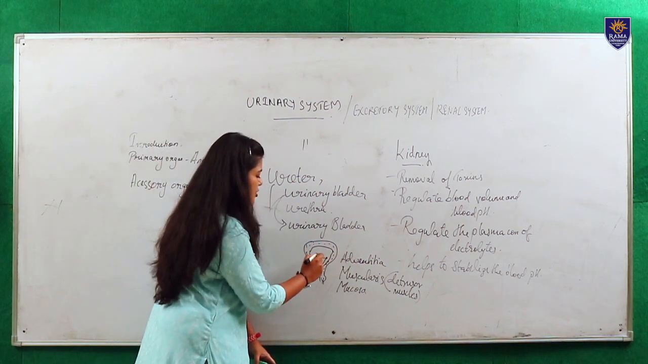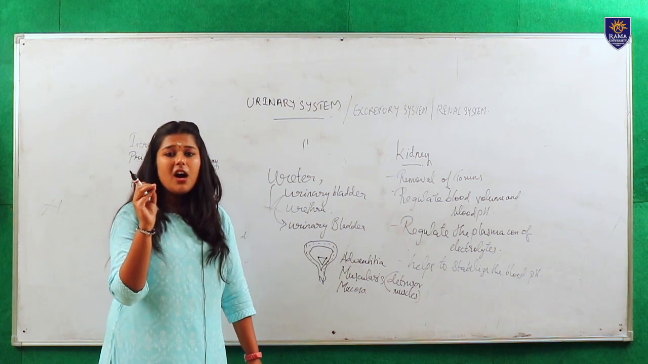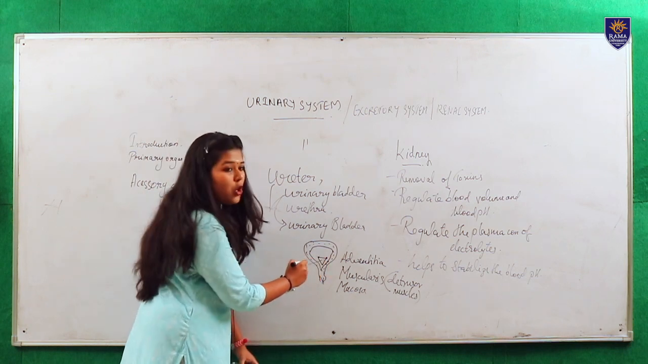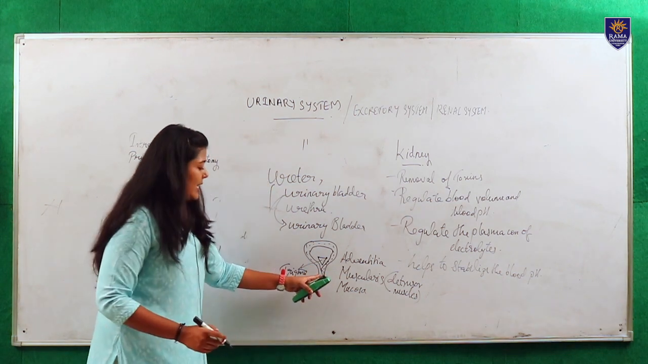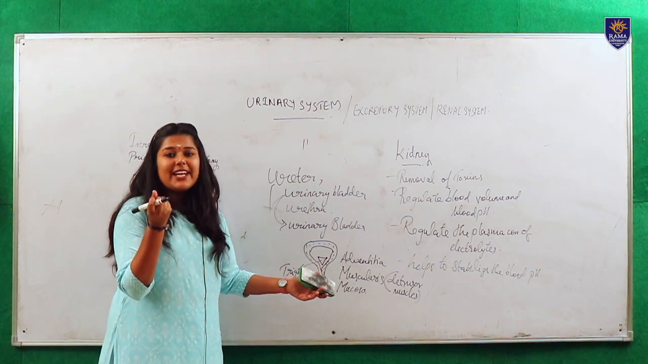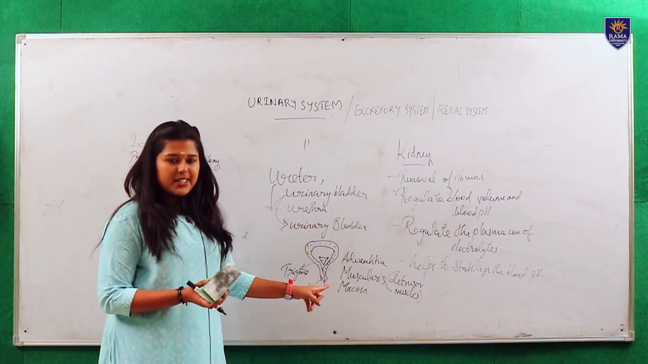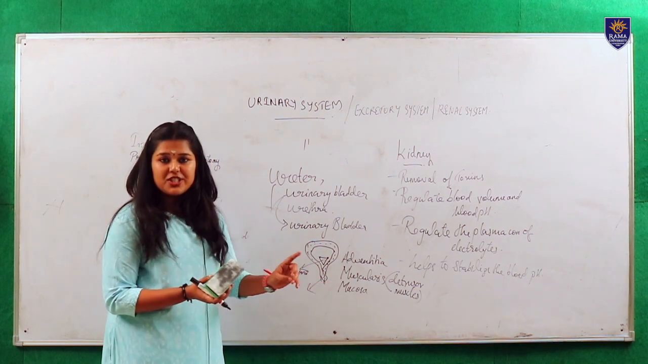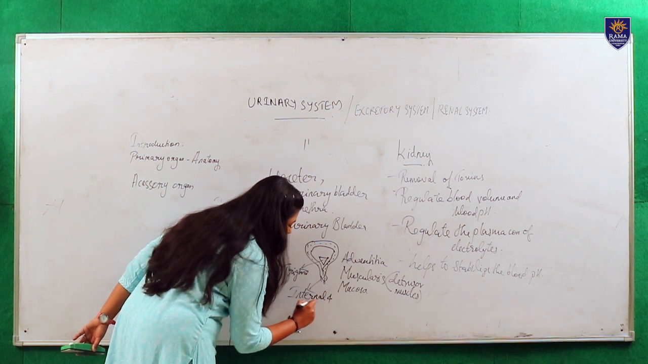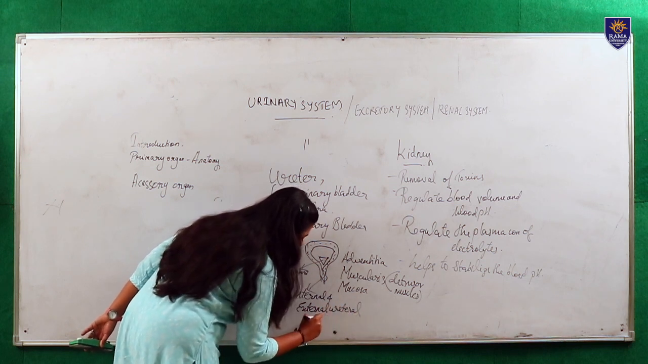Now there is a triangle shaped structure inside this urinary bladder, which has two urethral orifices. Orifices are actually openings. So there are two urethral openings, and this is called the trigone. Coming to valves, there are internal and external sphincter muscles, which help in the voluntary and involuntary movement of urine from the bladder to the urethra. So the valves present in the urinary bladder are the internal urethral sphincters and external urethral sphincters.